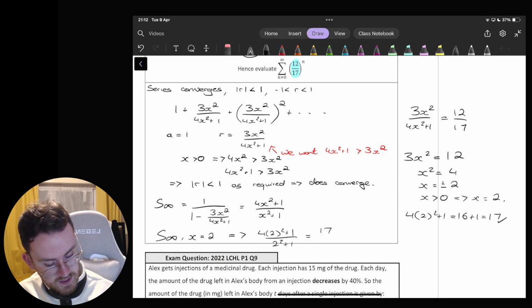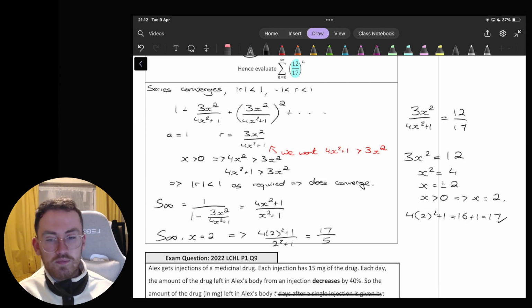And finalizing that out, 17 on the top and 5 on the bottom. Okay, so my sum to infinity of 12 over 17 is going to be 17 over pi.